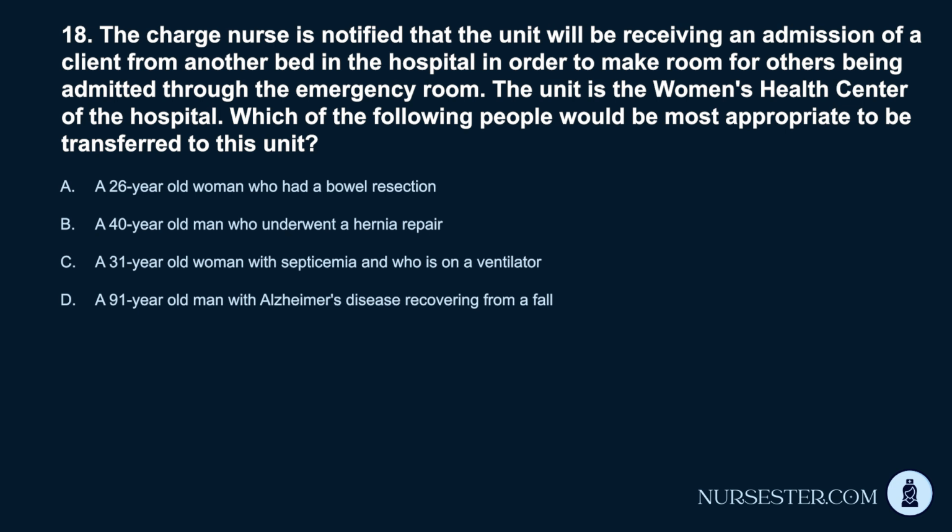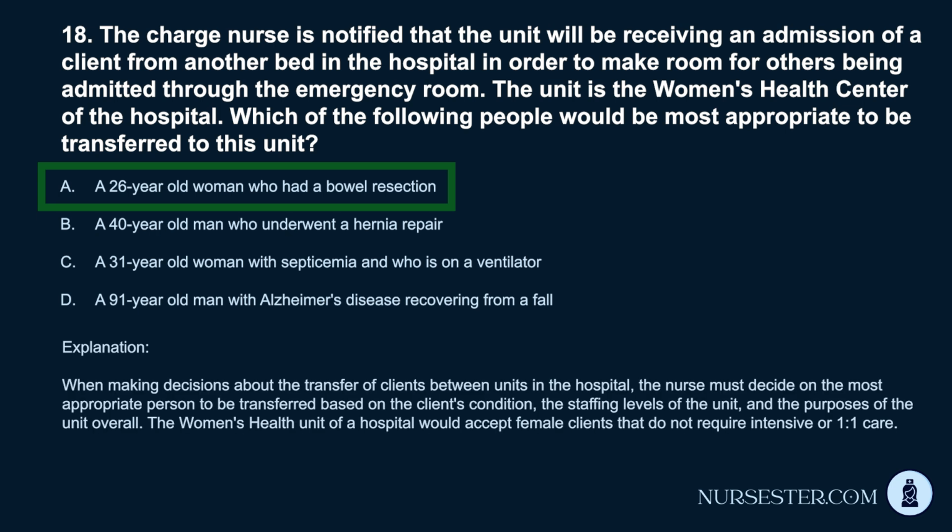18. The charge nurse is notified that the unit will be receiving an admission of a client from another bed in the hospital in order to make room for others being admitted through the emergency room. The unit is the Women's Health Center of the hospital. Which of the following people would be most appropriate to be transferred to this unit? A. A 26-year-old woman who had a bowel resection. B. A 40-year-old man who underwent a hernia repair. C. A 31-year-old woman with septicemia and who is on a ventilator. D. A 91-year-old man with Alzheimer's disease recovering from a fall. Correct answer: A. A 26-year-old woman who had a bowel resection.